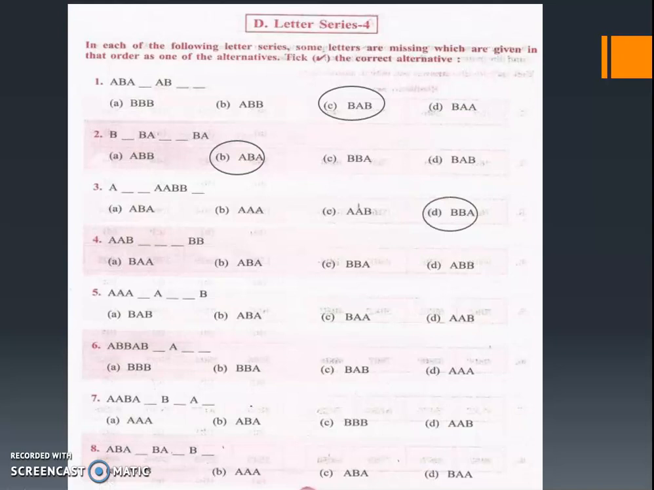Is it clear? So the next one, double A, B is there. Again, I can write double B. That means B, A, I can write, right? So B, A, where is it? B, A. So option A it is.